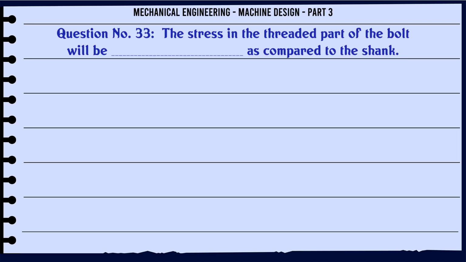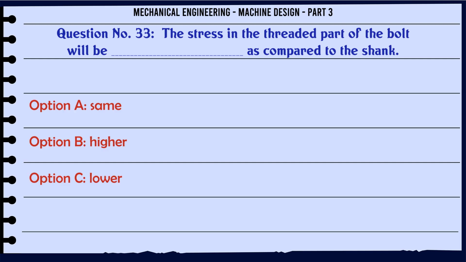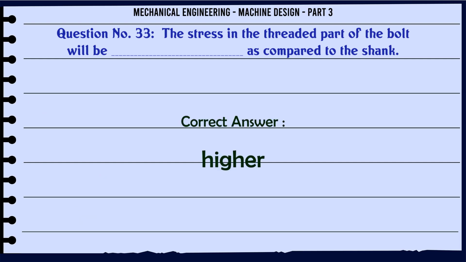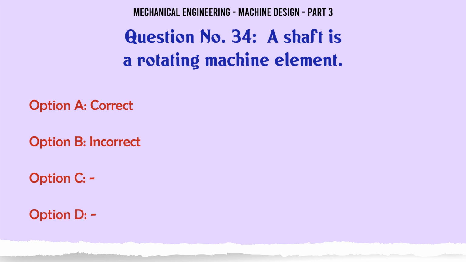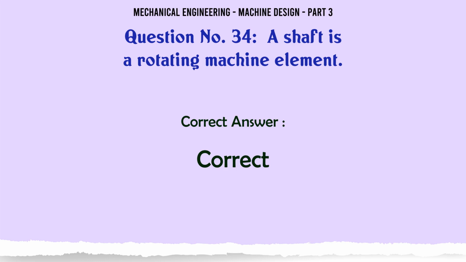The stress in the threaded part of the bolt will be ___ as compared to the shank. A. Same, B. Higher, C. Lower, D. ___. The correct answer is higher. A shaft is a rotating machine element. A. Correct, B. Incorrect, C. ___, D. ___. The correct answer is correct.